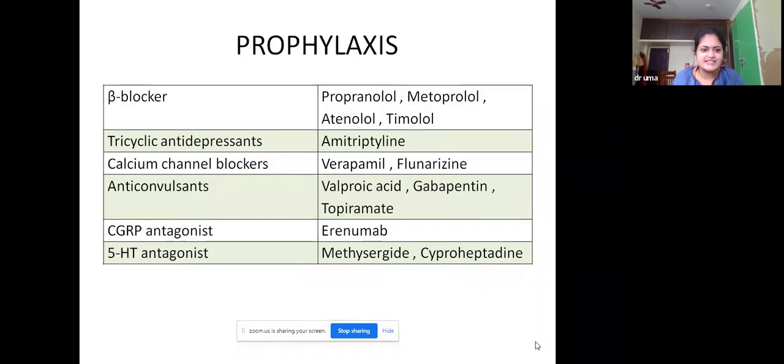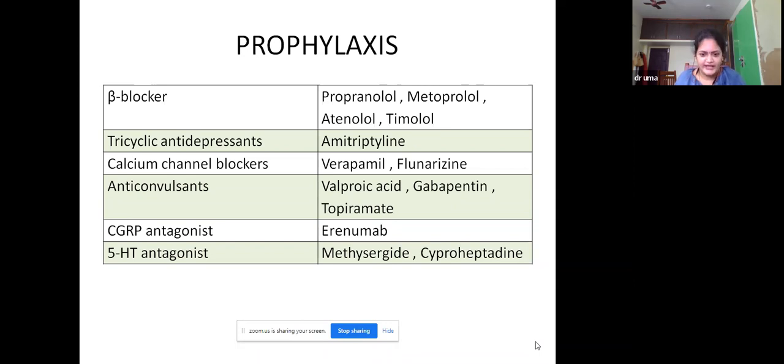And for prophylaxis, these are the drugs used. Among the beta blockers, propranolol is the most commonly used drug. Others include metoprolol, atenolol, timolol; tricyclic antidepressants like amitriptyline; calcium channel blockers like verapamil and flunarizine. Anticonvulsants include valproic acid, gabapentin, and topiramate.